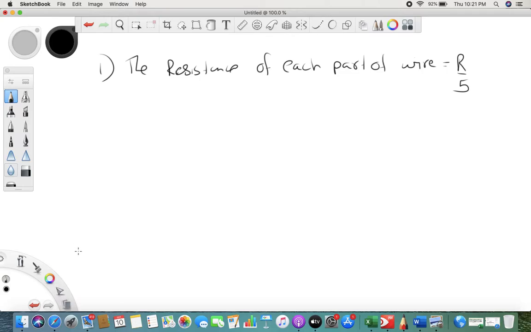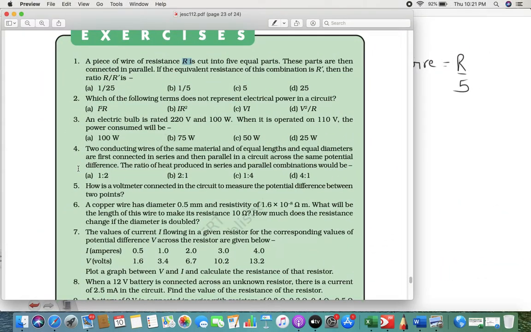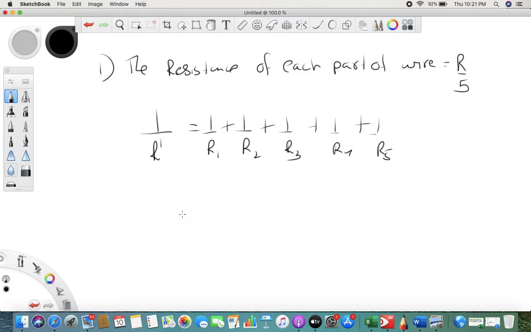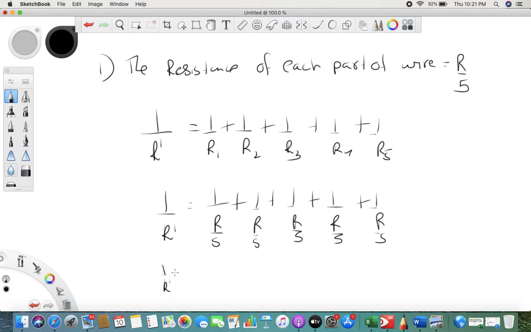Then we said we are going to connect them in parallel. So can I say 1 upon R dash is equal to 1 upon R1 plus 1 upon R2 plus 1 upon R3 plus 1 upon R4 plus 1 upon R5. So 1 upon R dash is equal to 1 upon R upon 5, plus 1 upon R upon 5, and so on, right? The values of all are the same because they are all made of equal parts. So 1 upon R dash is equal to 5 upon R, right? We get all the same.